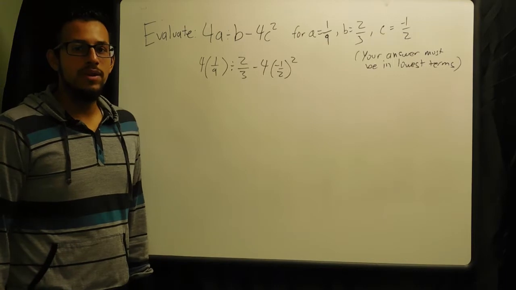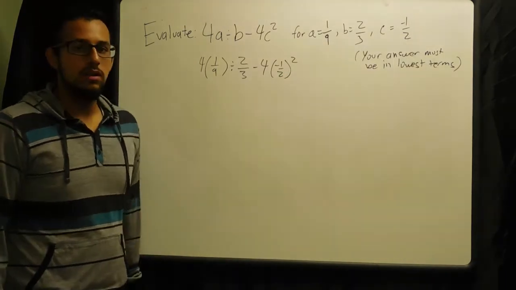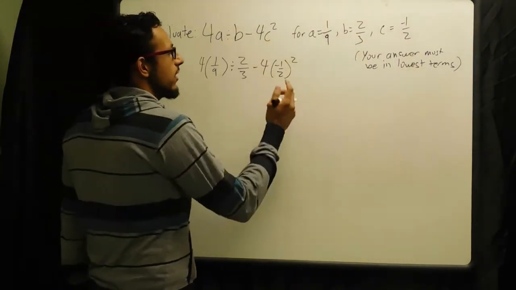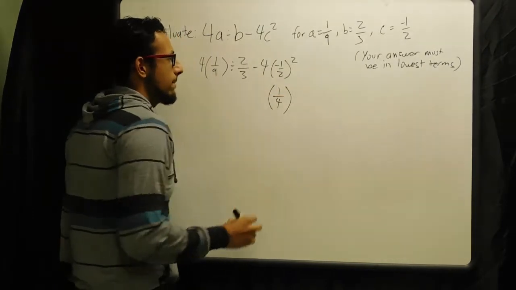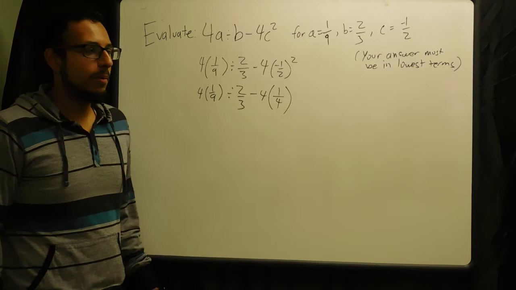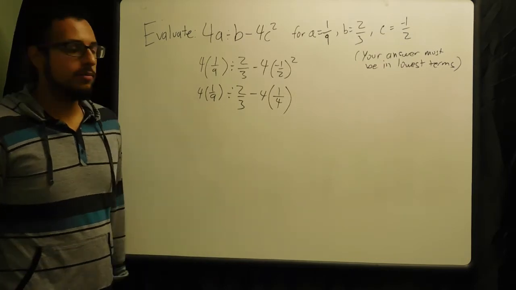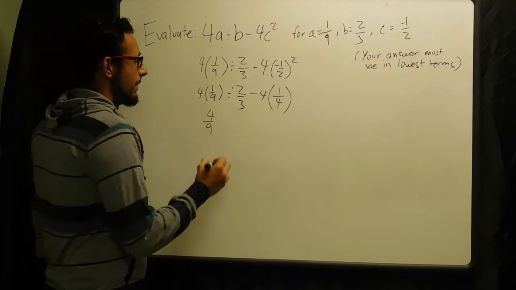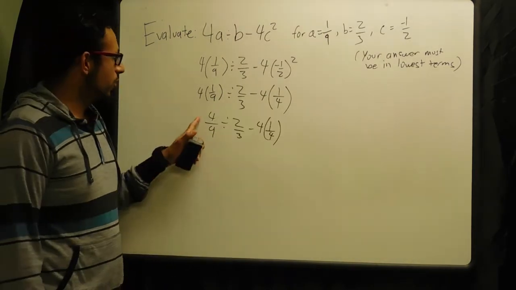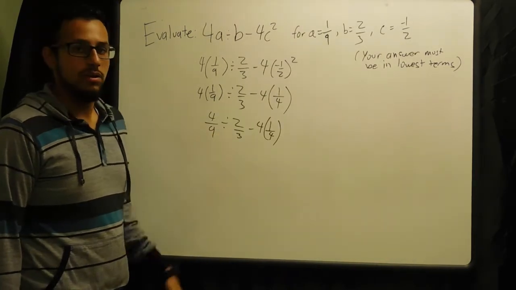So our order of operations says we need to do the square first. So negative 1/2 squared is 1/4. So now order of operations says we do multiplication next. 4 times 1/9 is 4/9. So now we're going to do 4/9 divided by 2/3.